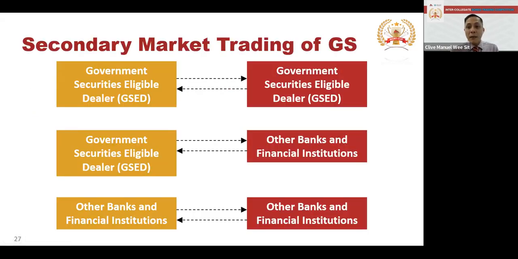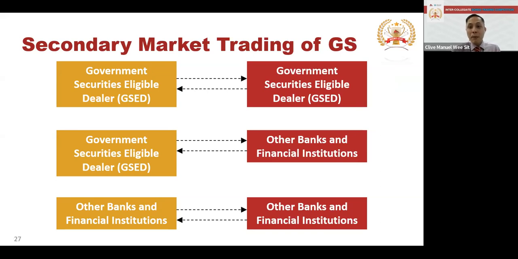who are the typical participants in the secondary market trading of government securities. Now, there's a special participant in the markets known as a GSED, a government securities eligible dealer. These are normally banks and non-bank financial institutions that actively deal in government securities. All right, they participate in the weekly auctions. That's one of the benefits of being a GSED, and they're normally known as market makers.